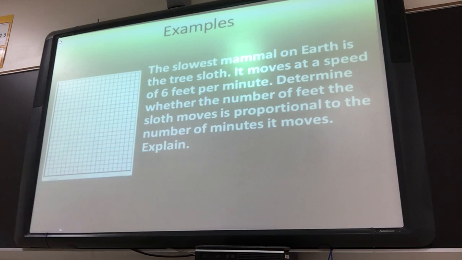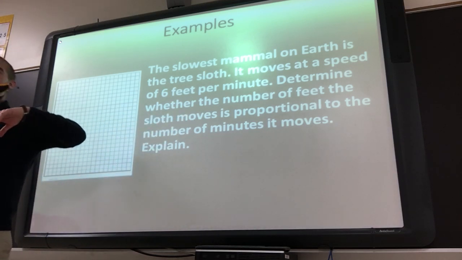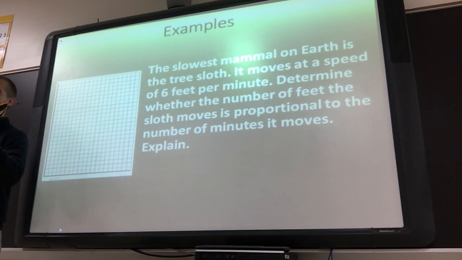So this one, the slowest mammal on Earth is, believe it or not, it's not a jay. It's actually a tree sloth. But it moves at a speed of 6 feet per minute. So we're going to see if this is proportional or not. A good one, right? All right, so the first thing we're going to do is decide what are the two units that we're looking at.